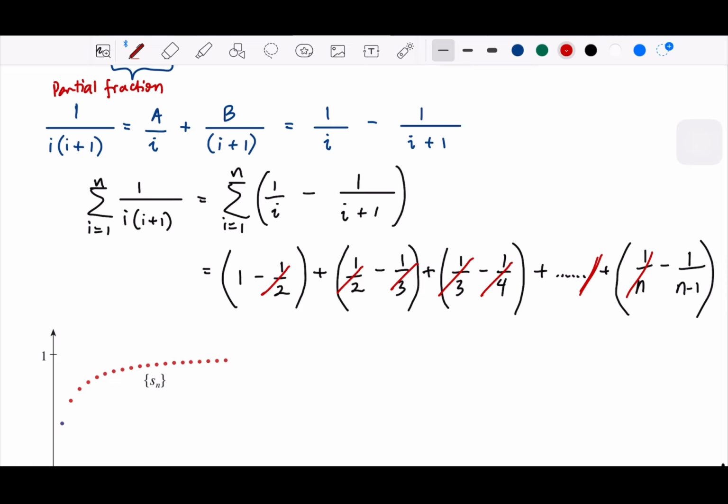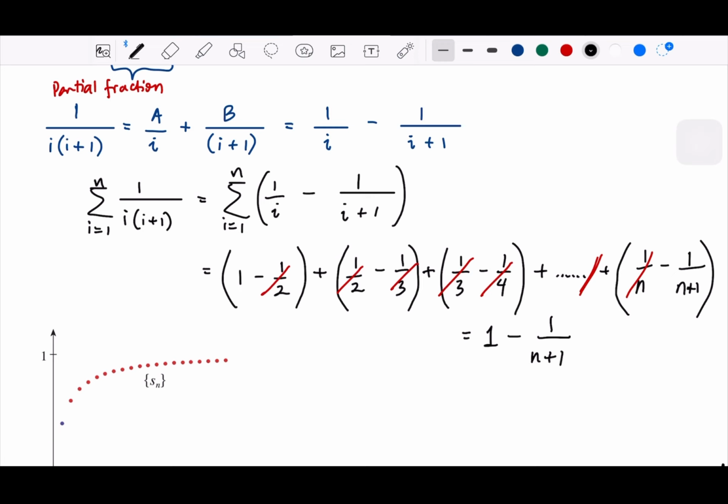That's 1 over n plus 1. Oh, yeah. Why did I write minus? Okay, so cancelling. So then, finally, we got a conclusion that this will be 1 minus 1 over n plus 1.